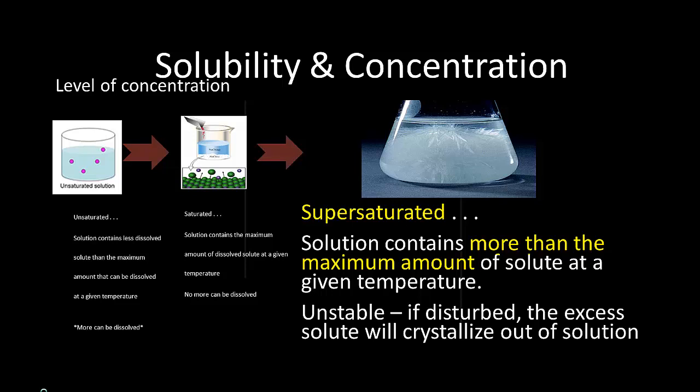And usually that's what they do for sweet tea. They add a lot more sugar than can be dissolved at room temperature, so they supersaturate it by heating it up and then dissolving it. These solutions contain more than the maximum amount that should be dissolved, and they are typically very unstable, which means if they're disturbed, the excess solute will crystallize out of solution. And I'm going to show you guys an example of that in class.